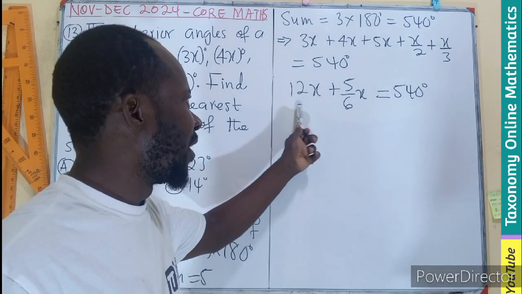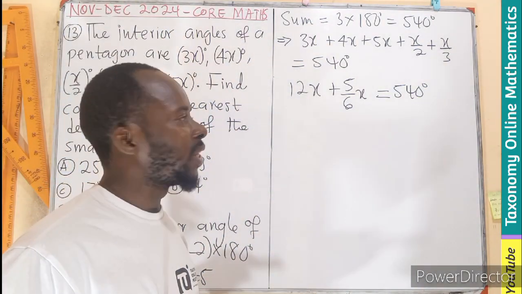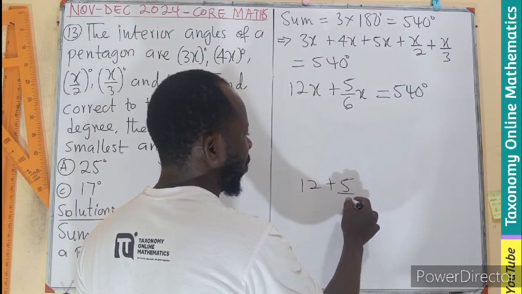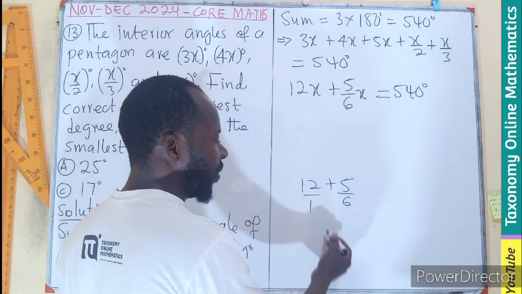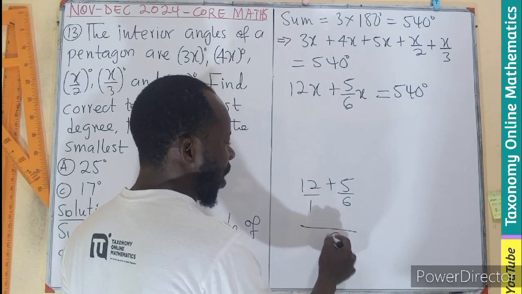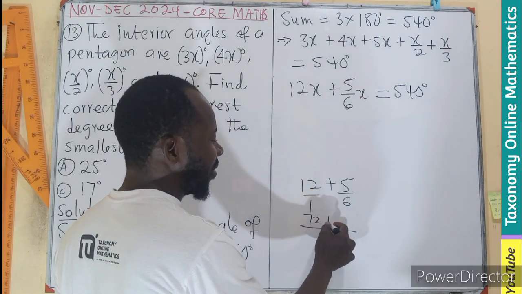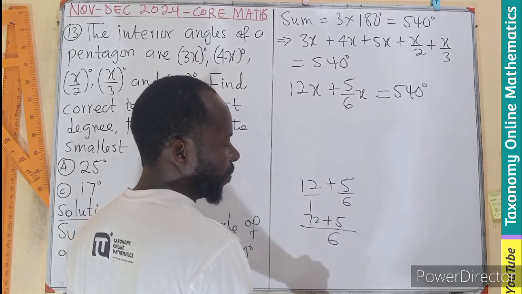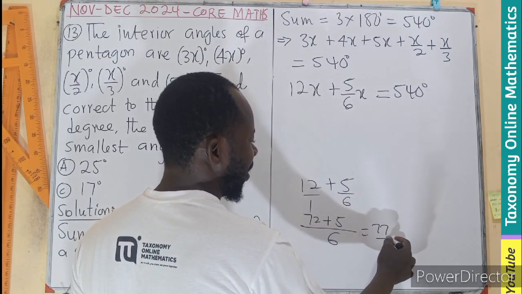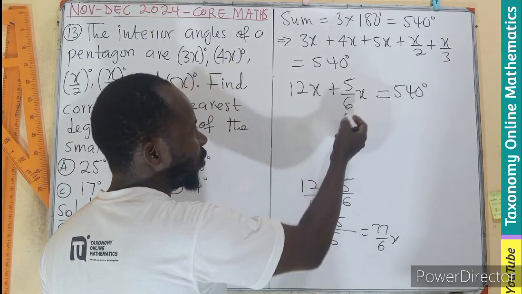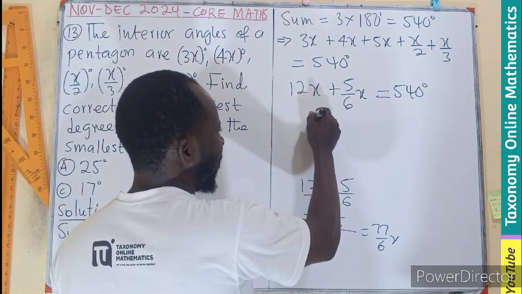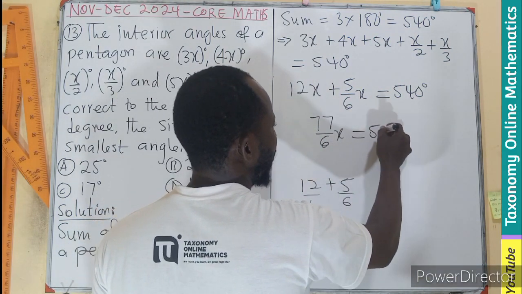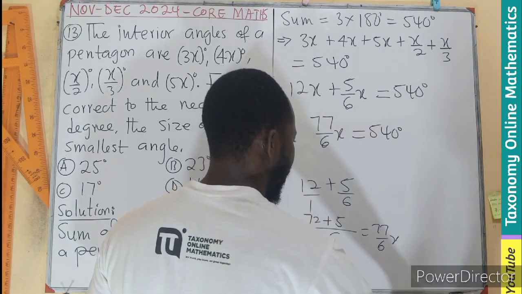But don't forget, this and this are also still a fraction. So I can say 12 plus 5 on 6, LCM will be 6. 1 goes here, 6 times that, 72. 6 goes into itself 1 times 5, that will be 5. So 77 on 6 x if we are to compute this side. So I'll be having 77 on 6 x equals 540 degrees.